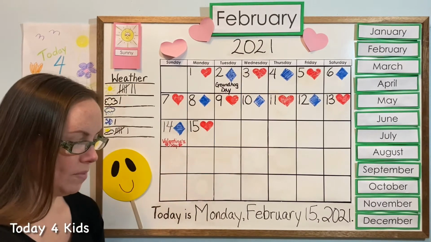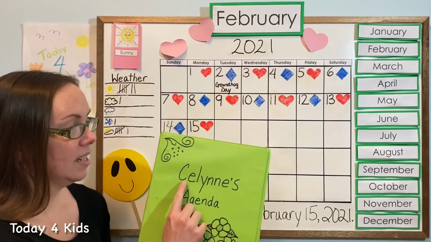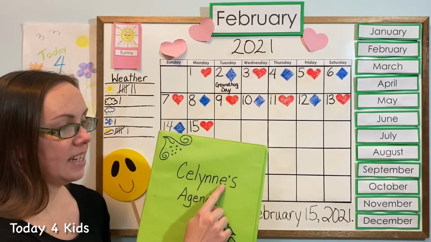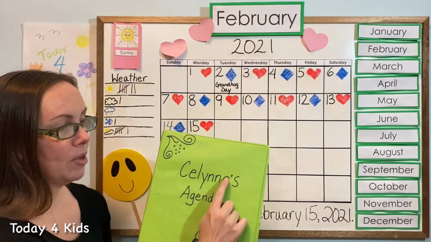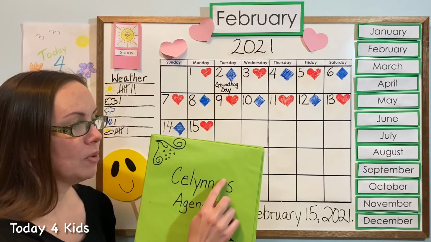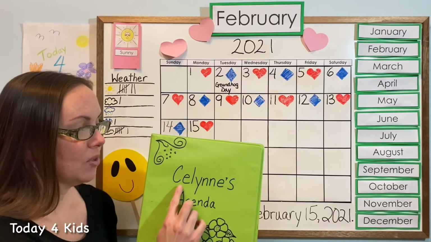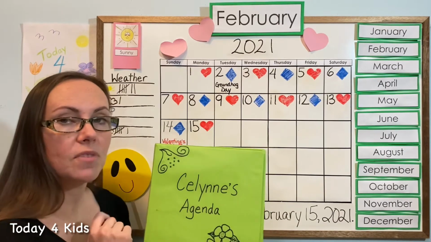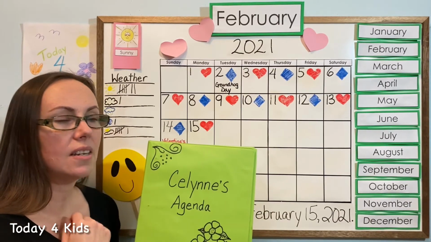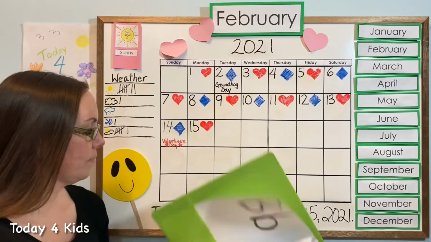Next, we're going to do my agenda. Do you have your agenda handy? I wrote my name on mine, Celyne. That's my name. And then I put an apostrophe S at the end so that everybody knows this is my book. When you put an apostrophe S on the end like that, then people know that this is Celyne's. So when you say your name and you say Celyne's at the end, then that means it belongs to you.